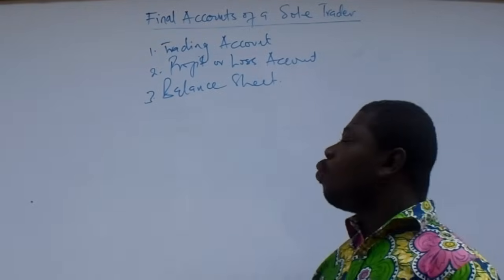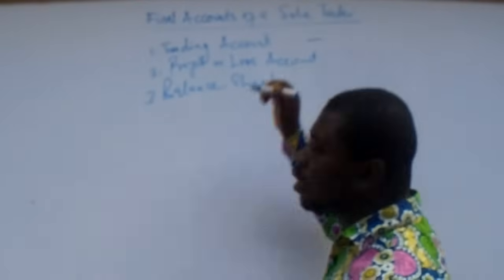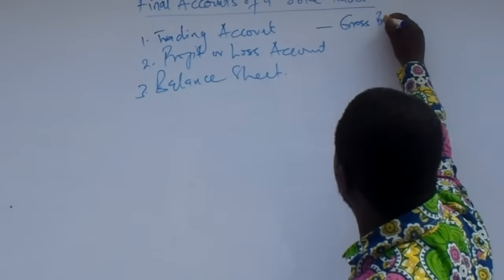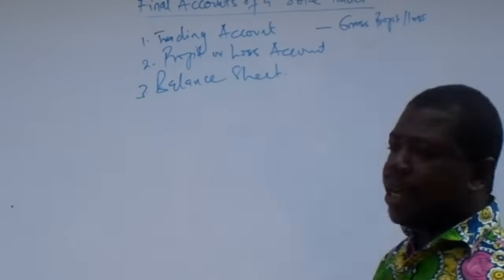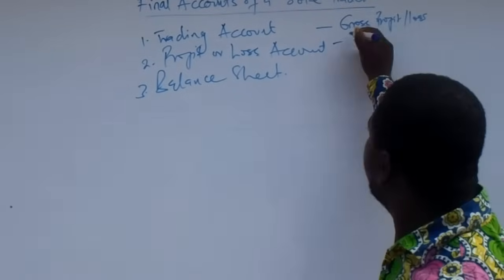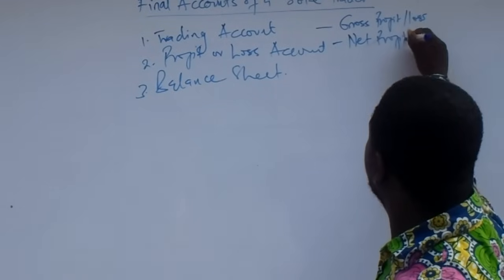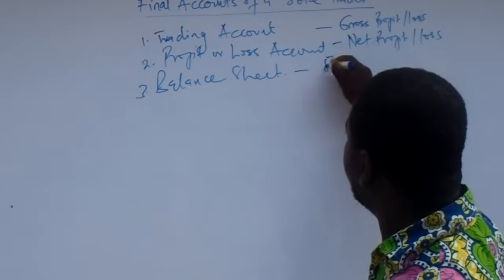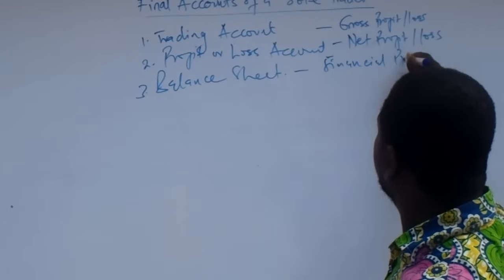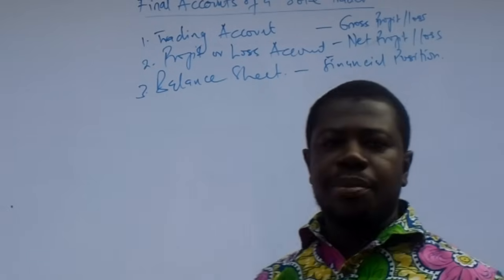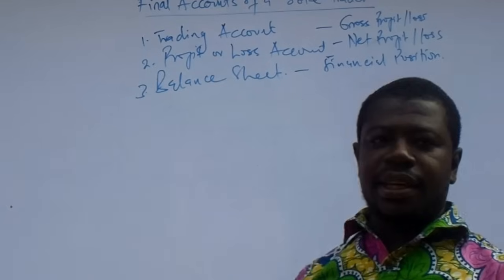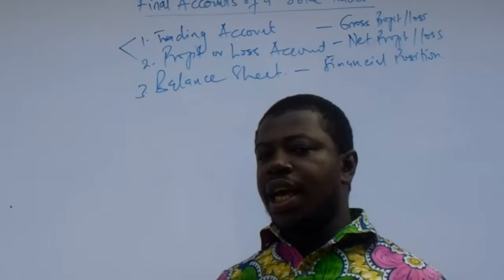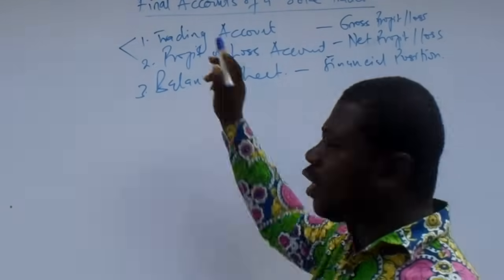Okay, and so what we know is that the trading account is prepared at the end of the year to show the gross profit or loss, and then the profit and loss account is prepared to show the net profit or loss. And then the balance sheet is prepared to show the financial position of the business. Alright, and so these are the three statements. But what we do is that we usually prepare the first two together as one statement. And so we used to call it trading and profit and loss accounts.